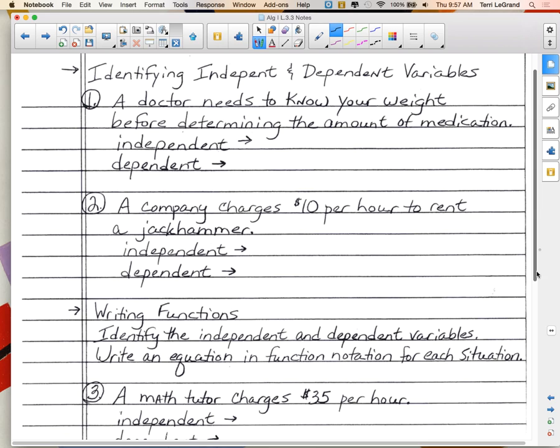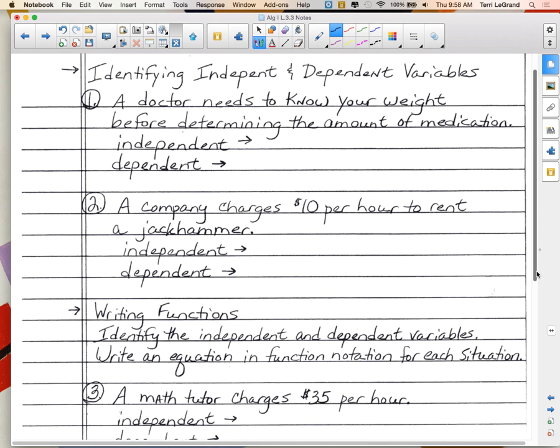Okay, being able to identify the independent and dependent variable in situations. A doctor needs to know your weight before determining the amount of medication. So when you go to the doctor, you get prescribed things every now and then, right? Antibiotics, whatever. If they see that you have strep throat, do they say, okay, the last person with strep throat, I gave them amoxicillin, so I'm going to give you amoxicillin, and I'll just give you the same amount? Is that what they do? They don't, do they? What do they do? They have to figure out what?